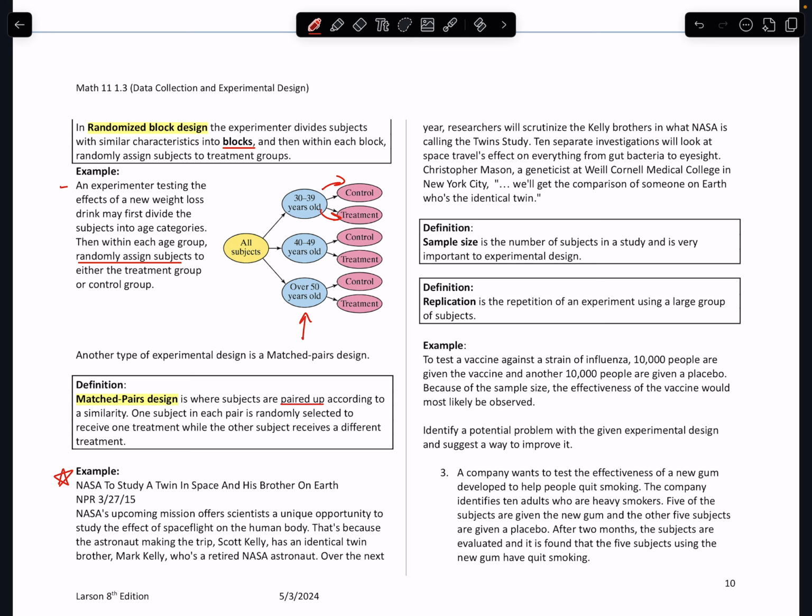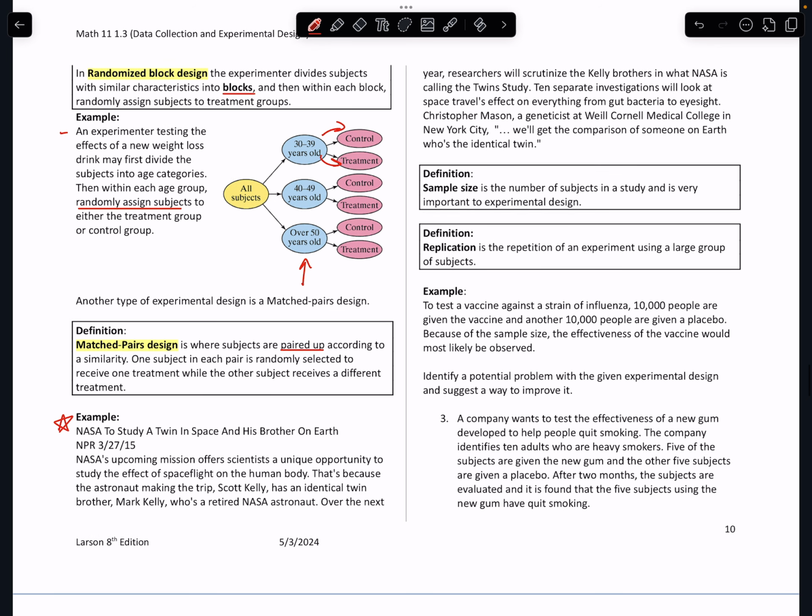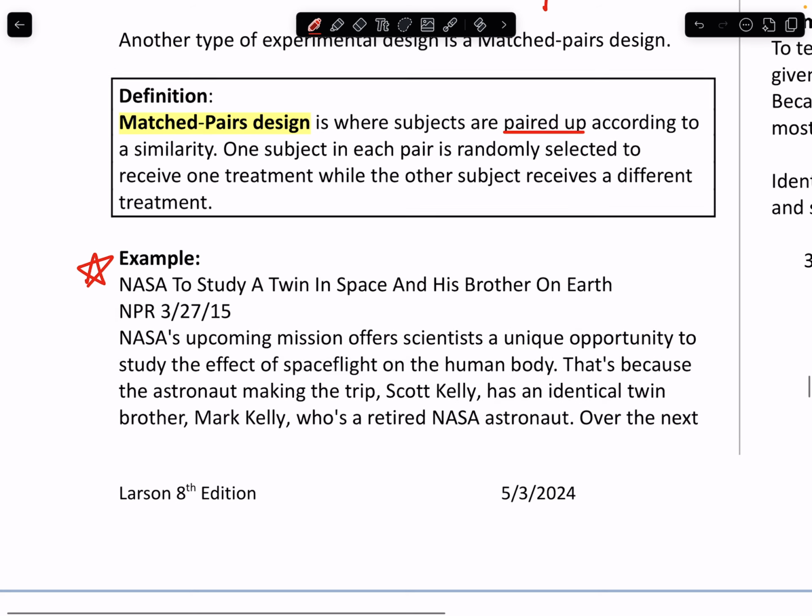I'll be honest, I don't care much for this particular example. So the one I've used in the past for matched pairs design is, let's say I want to see how something affects students based on their GPA. So probably how I would do this is I would want to keep students who are similar, like my higher achieving students together and my more middle or lower students together.